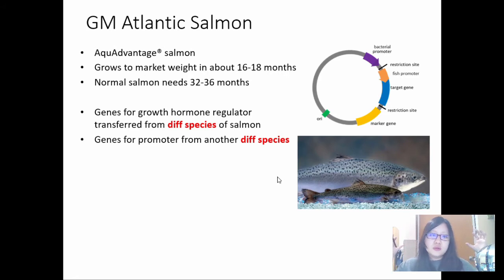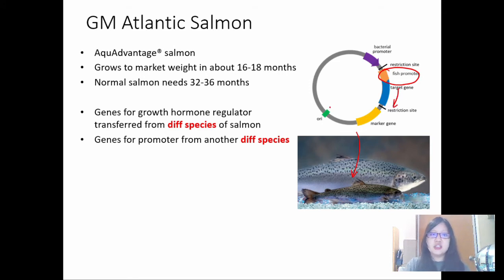They put these two genes together and stick them into a plasmid, like so. You can see here, this is a normal plasmid. You have the origin of replication, you have your bacteria promoter, and this promoter is the one that the bacteria use in order to transcribe and translate this plasmid. You have a marker gene here like usual, but instead of just the target gene and the restriction sites on both sides, we have the fish promoter here. The fish promoter is here so that this plasmid can be inserted into the fish, and the fish RNA polymerase can then bind to this fish promoter and express this target gene.